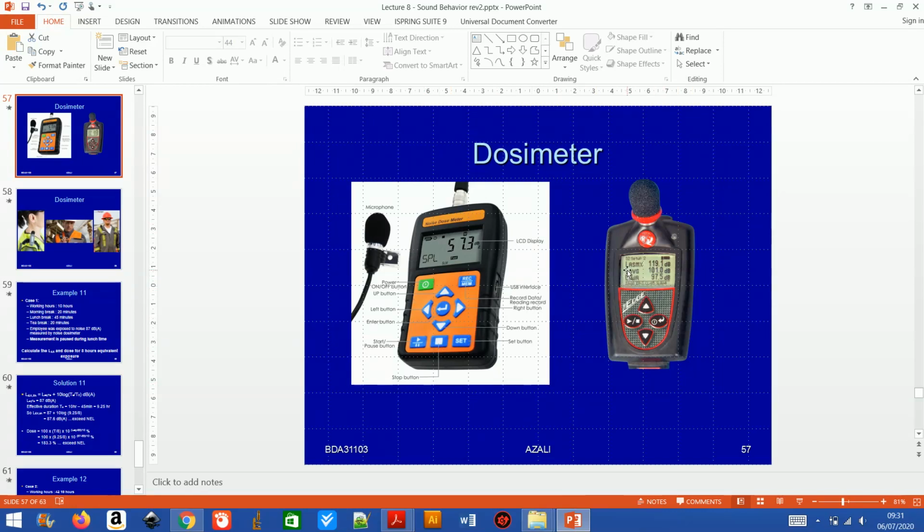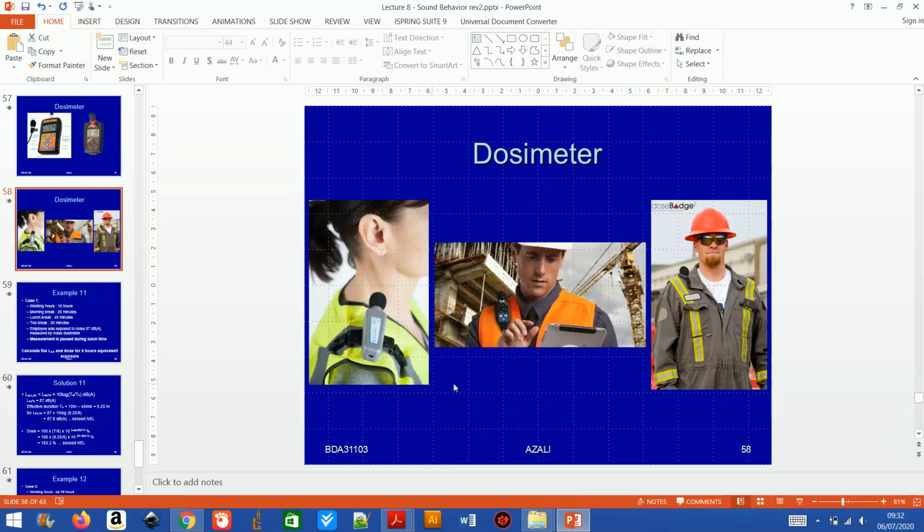If you can see here, it has LA max and LA average, whereby it will record the maximum decibel that is exposed to the user, and the average. If you conduct the measurement for 8 hours, it will calculate the average decibel that the user is exposed to. Normally the dosimeter is placed on the shoulder, aligned with the ear. This is another example of a dosimeter. The microphone is aligned with the ear of the sample.